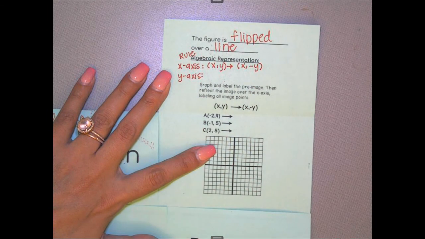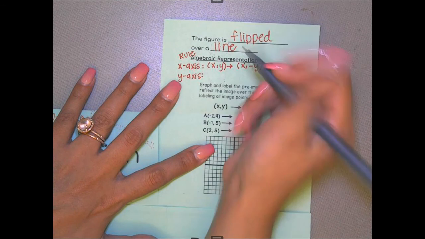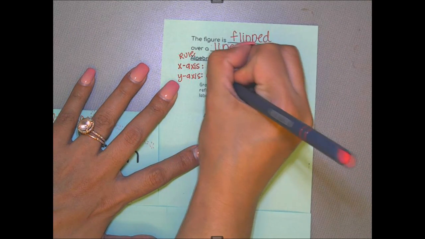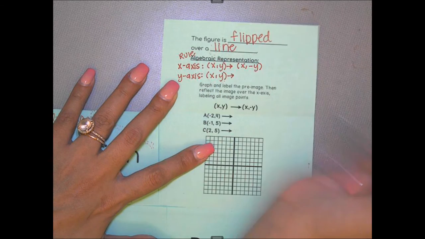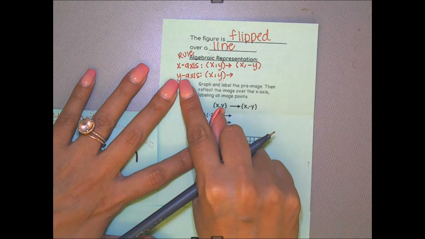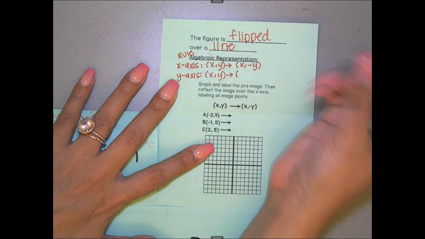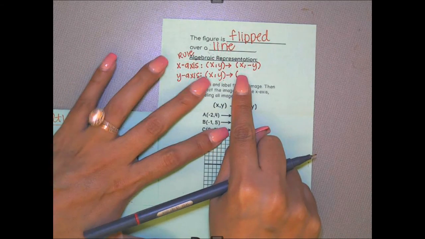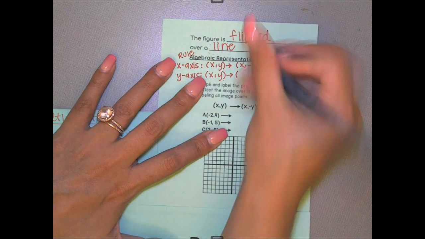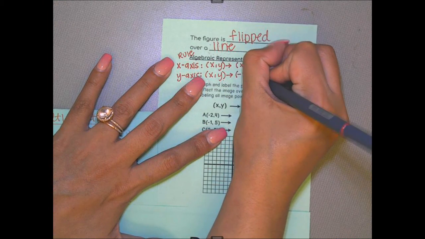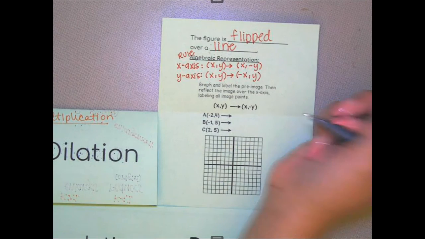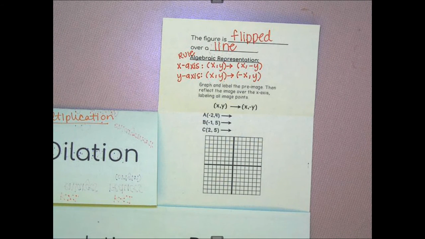So then when I do a reflection over the y-axis, my rule will start the same, x, y turns into, and again, I'm going to do the opposite. So instead of changing my y-coordinate, I'll change my x-coordinate. And I have a positive x, so I would change it to a negative x. Now, if I have a negative coordinate, I'm going to do the opposite, so it would become positive. If my coordinate is positive, then it would become negative.